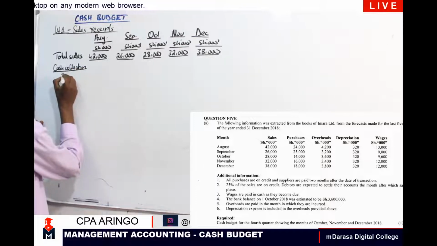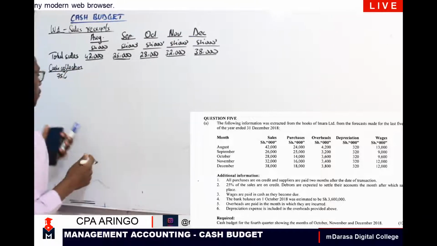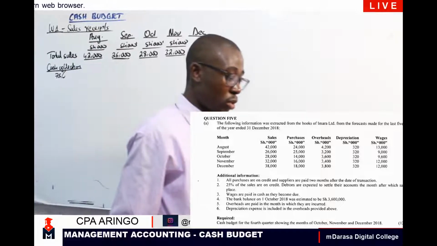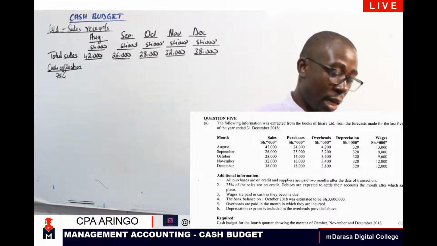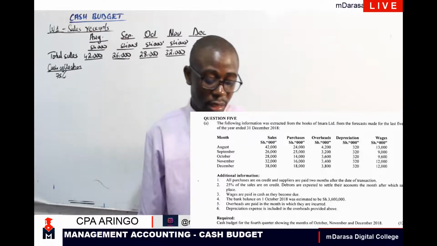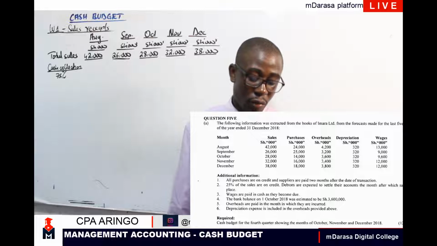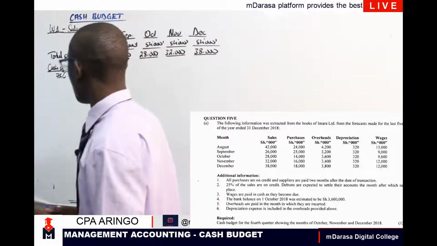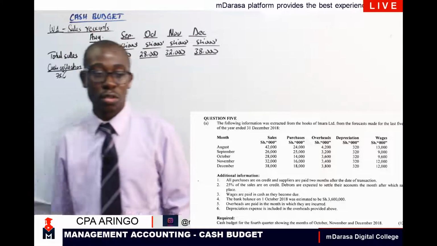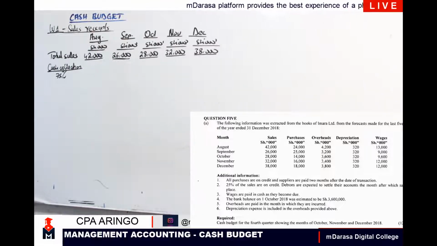First of all, I'm having 75%. If you check note number 2, we are told that 25% of sales are on credit. That is to say the remaining balance, 100 minus 25, which is 75%, was in cash.